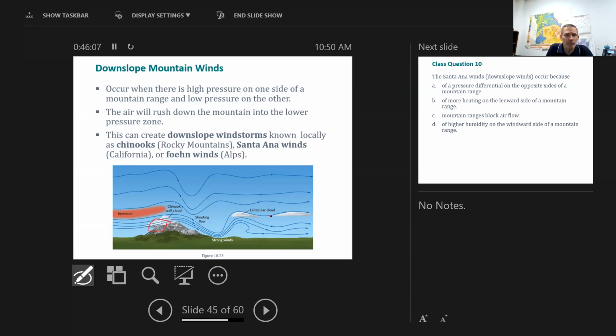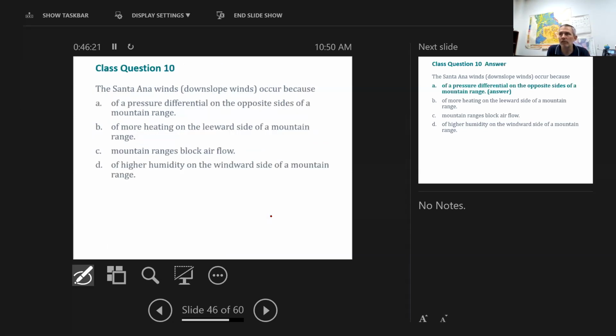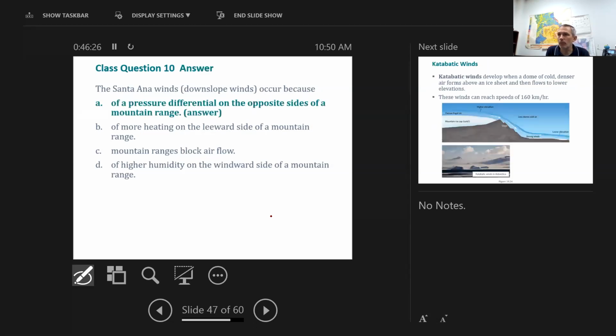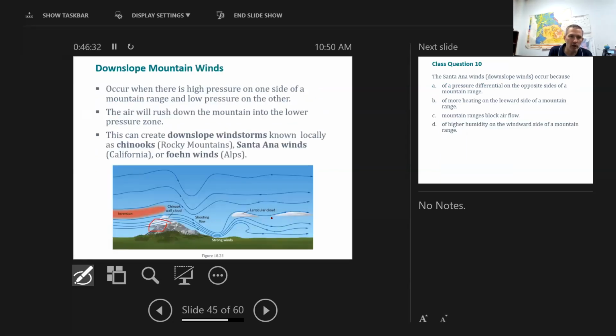You're not alone in this. People have been talking about these winds for a number of millennia and have given them different names. Different cultures have given different winds different names. The Santa Ana winds, or downslope winds, occur because of the pressure difference on opposite sides of the mountain. Again, higher pressure on, in this case, the left side of this image, and then the sinking airflow on the eastern side creates these very strong, hot, dry winds coming down the side of the mountain.